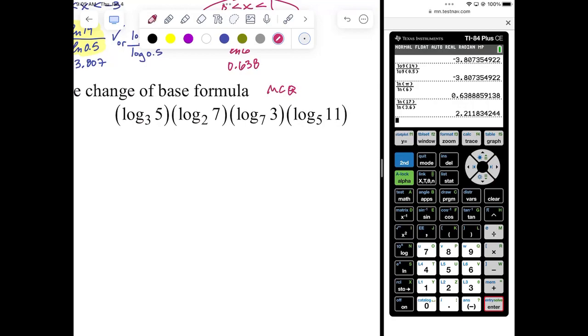Now, I could go ahead and just start typing this into the calculator, but my calculator can't handle base 3, 2, 7, and 5 directly. So you always need to make sure you're writing on your paper first what it is you're putting into your calculator. So what I'm going to do is, instead of having 4 different bases, I'm going to put it all in terms of one base.